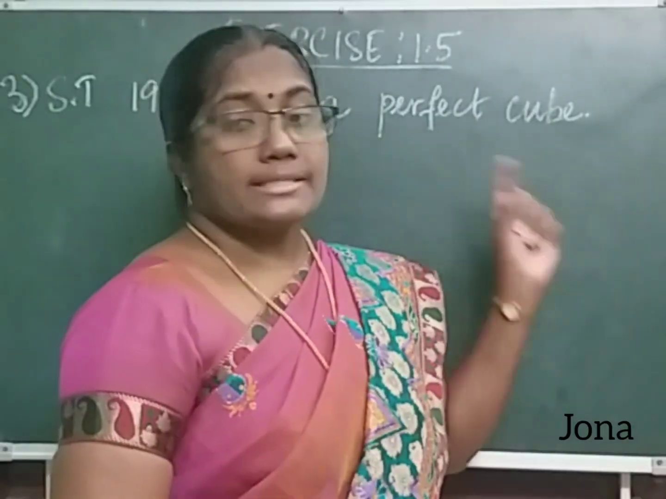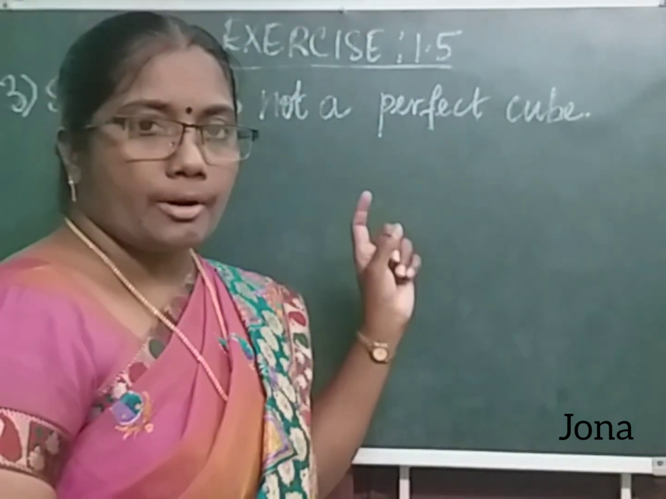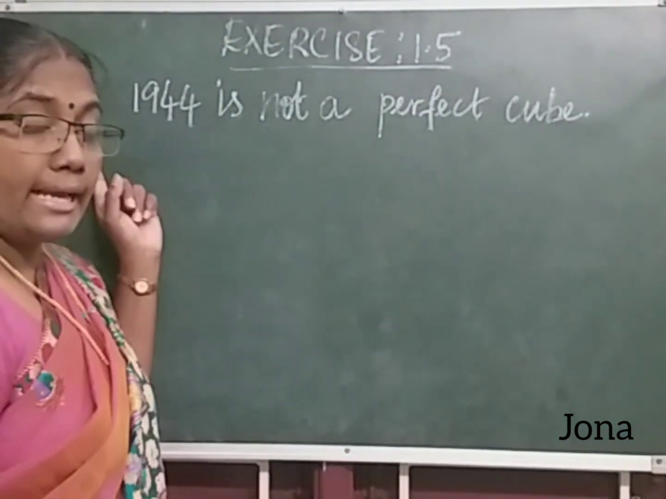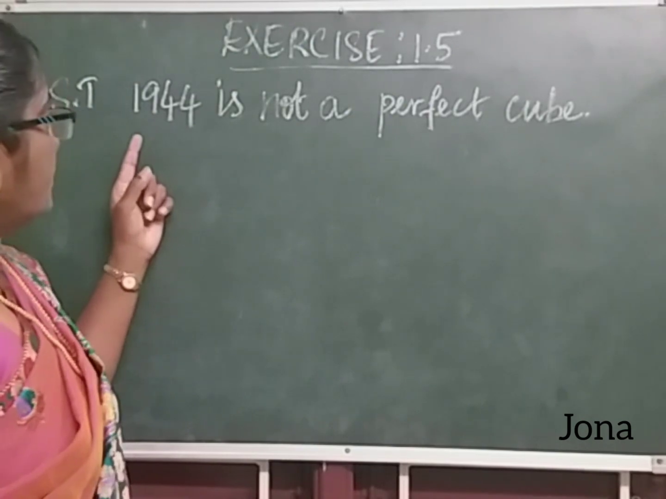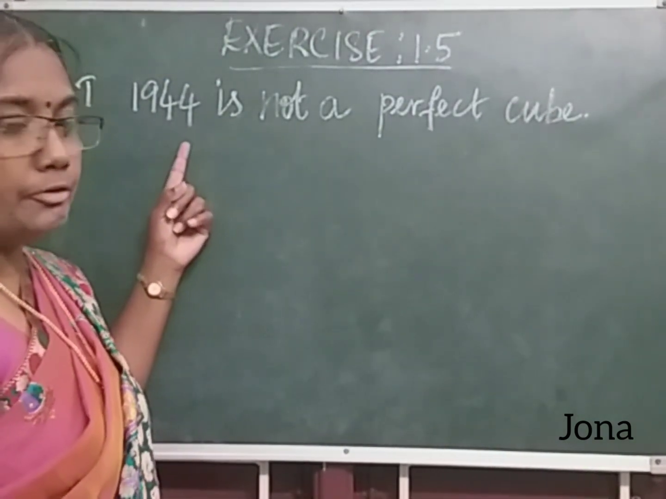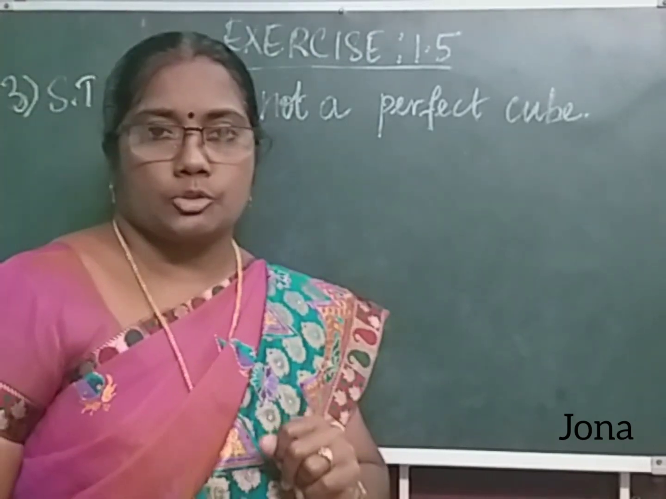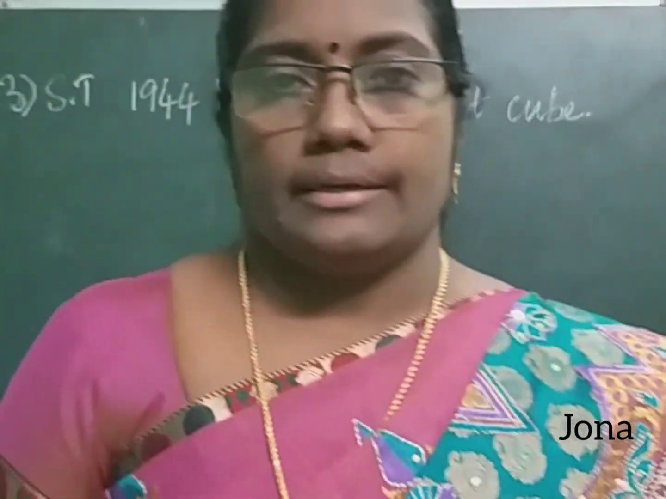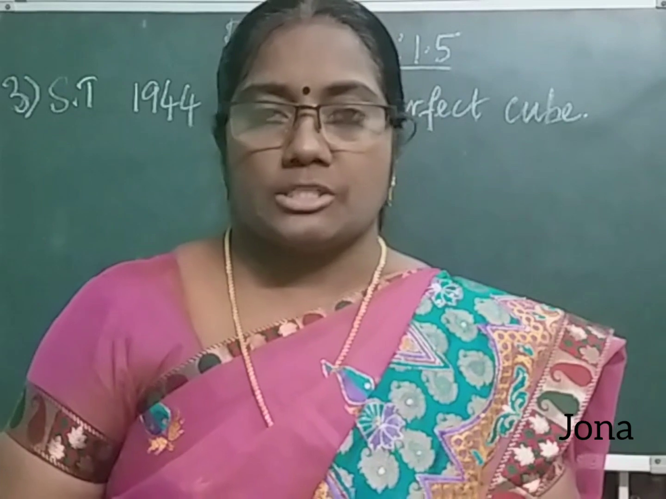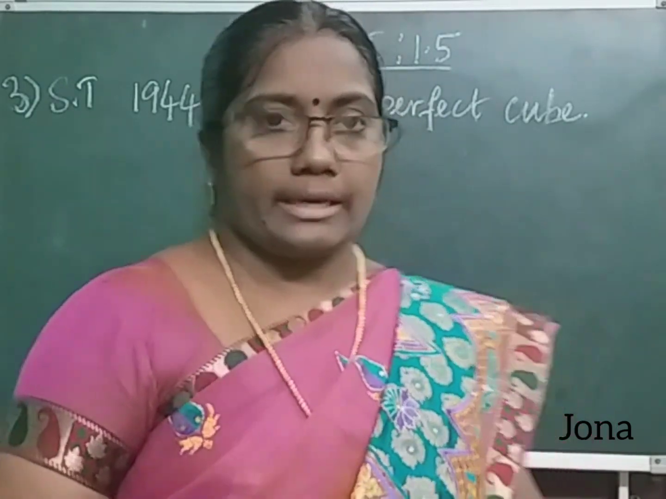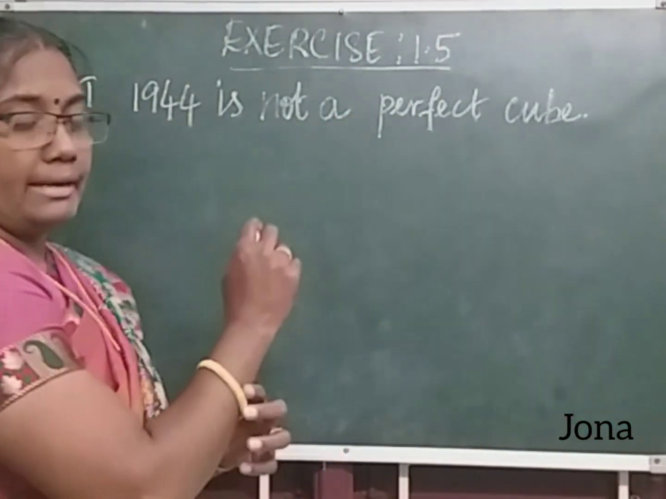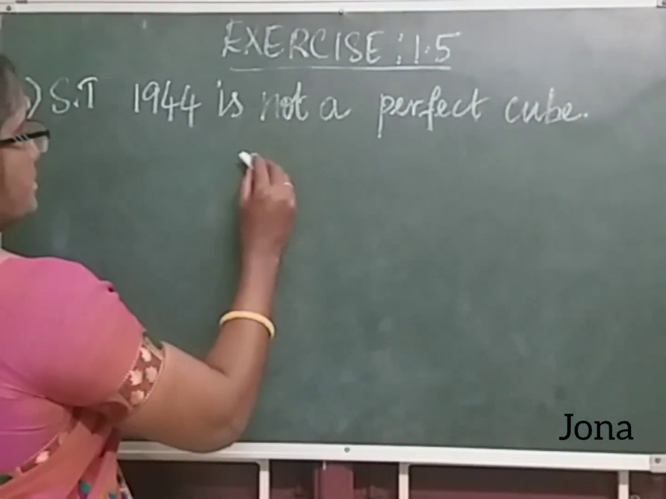Exercise 1.5. Look at the problem. Show that 1944 is not a perfect cube. We want to show that 1944 is not a perfect cube. So I want to divide by the long division method.